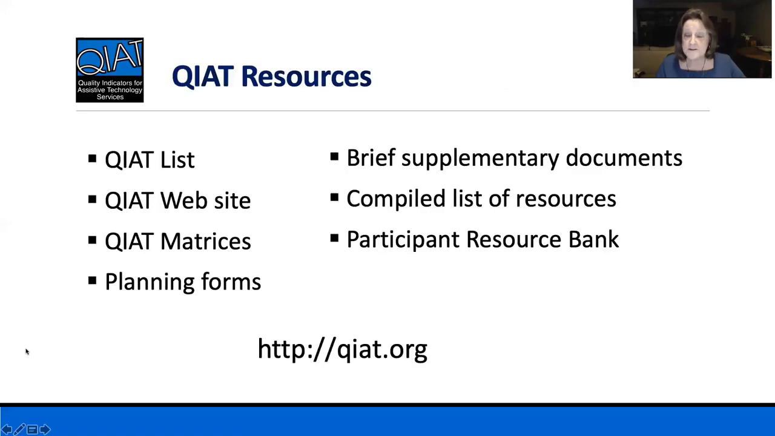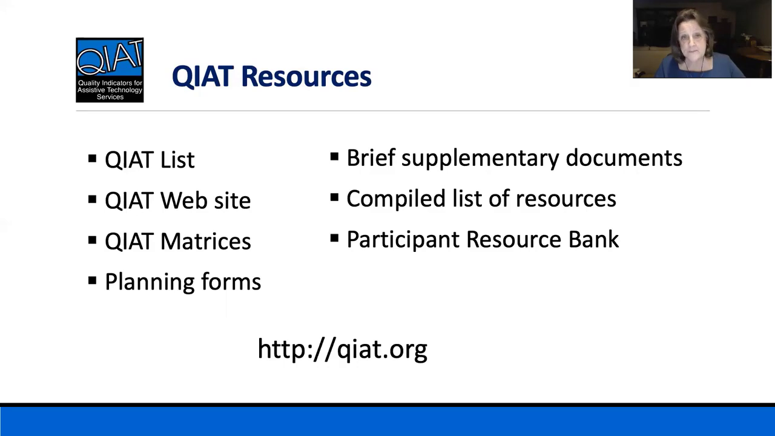There are QIAT resources that are available to you. There's the QIAT list. This is 5,000 of your best friends who are interested in high quality assistive technology services from all walks of life. They may be educators, they may be therapists, they may be consumers, they may be family members, they may be policymakers, advocacy attorneys. All of those potential beneficiary groups are active parts of the QIAT list.